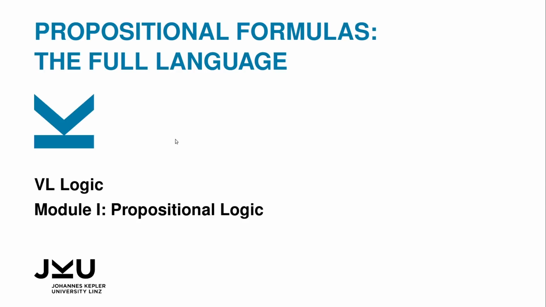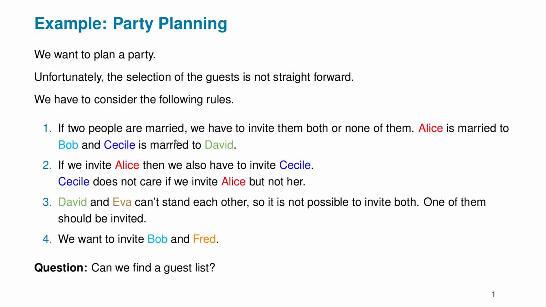in a practical context. As a motivation, let's look again at the example we have already discussed last week, where we want to plan a party and where we get some constraints in order to have a consistent guest list. So first constraint was that we invite couples either in such a way that both come or none of them come. So if two people are married, both partners come or none of them comes. Then we know that Alice is married to Bob and Cecile is married to David.